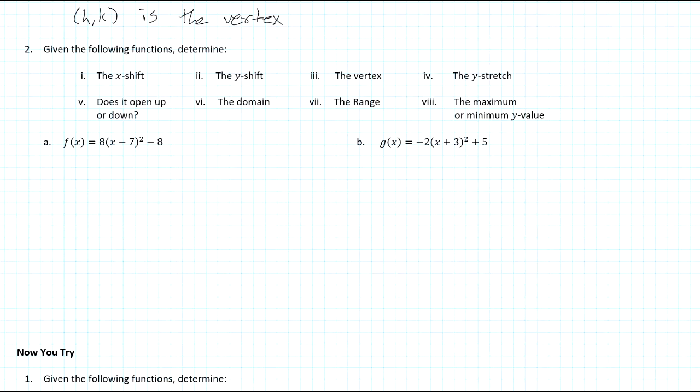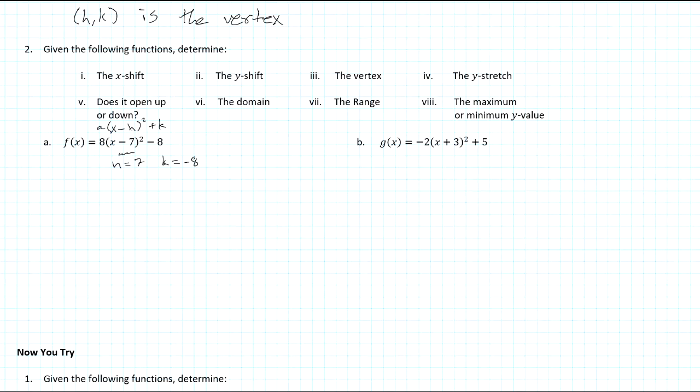So my function, f of x equals 8 times the quantity x minus 7 squared minus 8. So this minus 7, the h equals positive 7. Okay, the h is, it's x minus h. So h is a positive 7. And k is a minus 8, because the original expression was x minus h squared plus k. So the plus k means the minus 8 is the k.